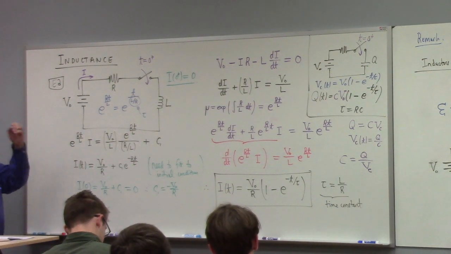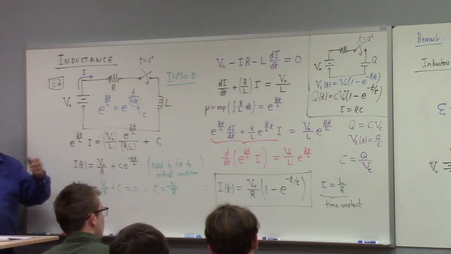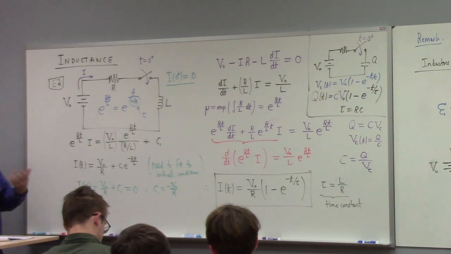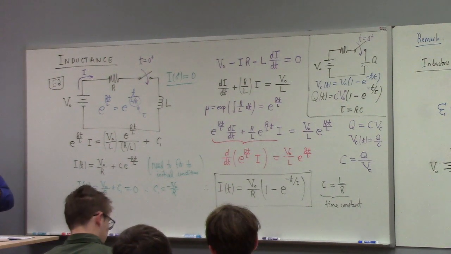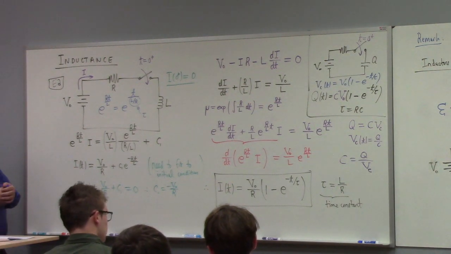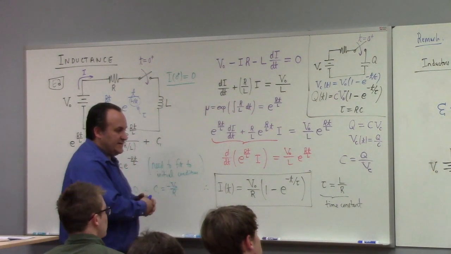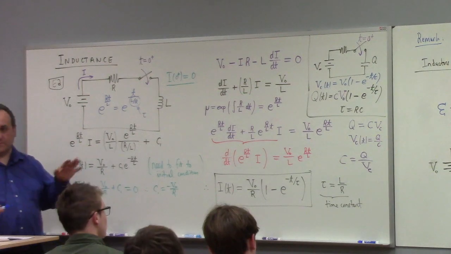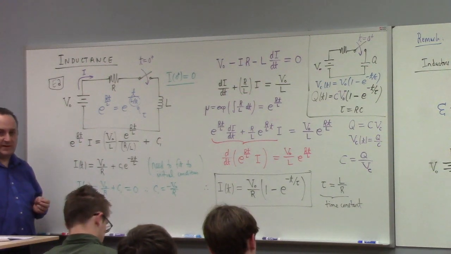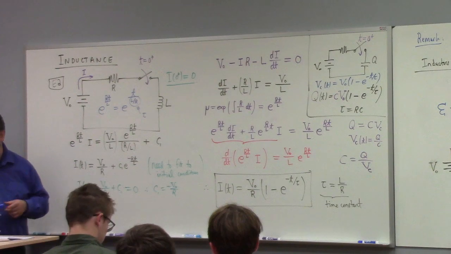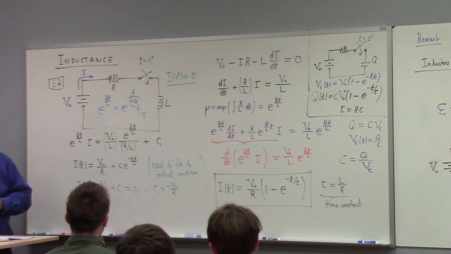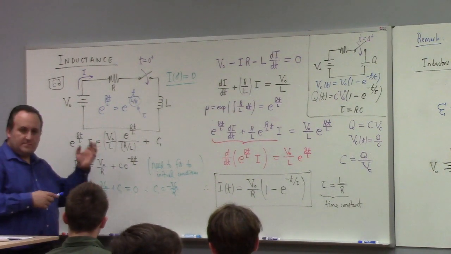And like I told you guys before, after about 5 time constants, the circuit is done adjusting. It's essentially to within 1% of the steady state of the circuit after about 5 time constants. So everything dynamic in the circuit is happening in those first 3 time constants mostly, all right? Any questions?